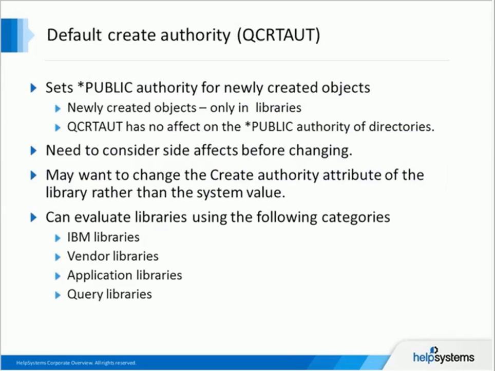The next one is QCRTAUT. This system value sets the default value for public authority when any object is created. So if you change this value, it doesn't affect existing objects, just the objects created going forward. We'll talk more about public authority and the whole object authority topic in the last session, the object authority session in September. If you choose to change this value, you're going to want to do some research before you do that.